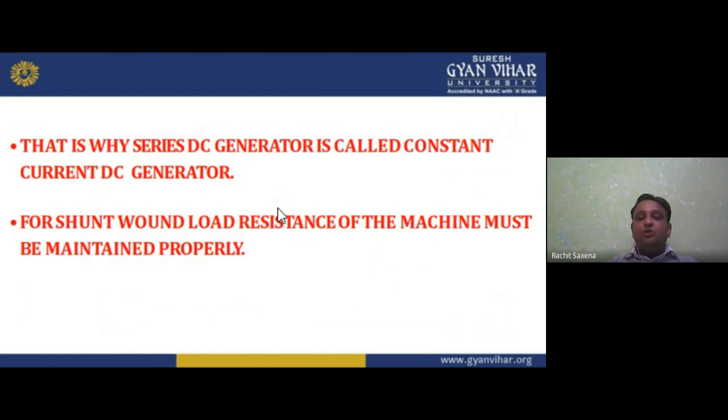That is why the series DC generator is called a constant current DC generator. And for shunt wound, the load resistance of the machine must be maintained properly. Because if I am talking about the shunt wound, we have to maintain a constant load resistance of the machine. Otherwise, we do not get the output in the right manner.